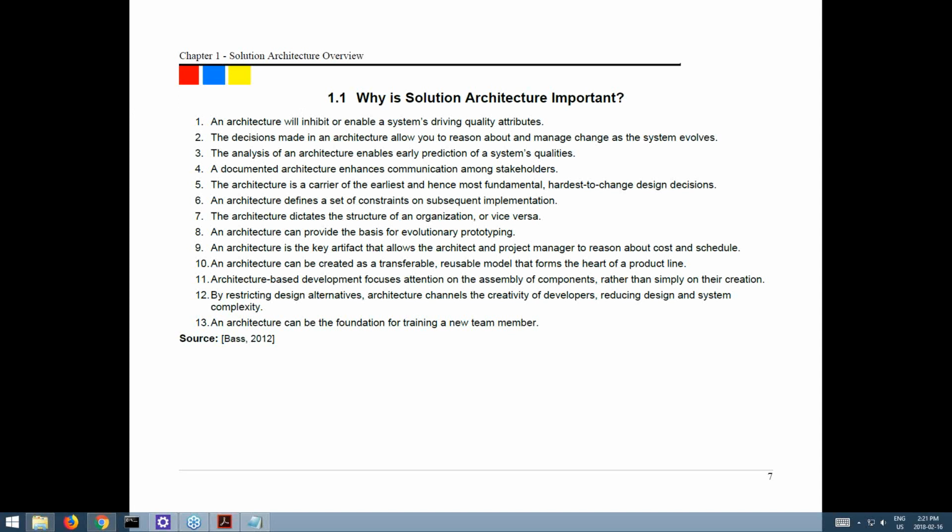By restricting design alternatives, architecture channels the creativity of developers, reducing system and design complexity. This is a funny statement I always find, but to a designer, there's nothing worse than looking at a blank sheet of paper and getting started. Having a structure that you're working within quite often frees up a lot of mind power for doing something interesting within that structure.